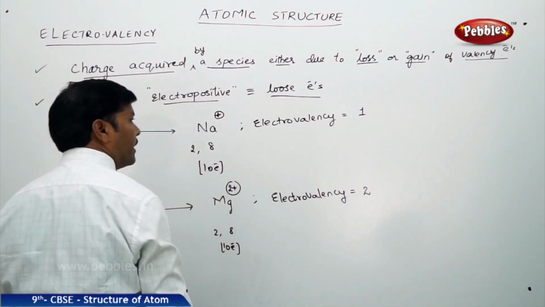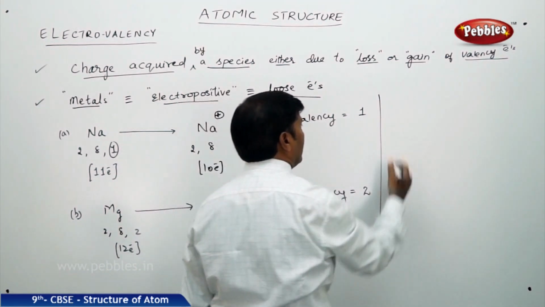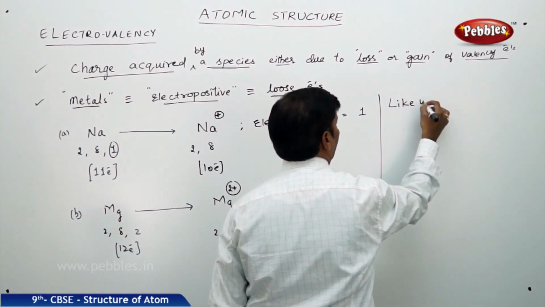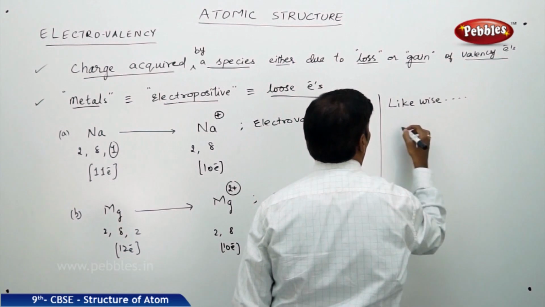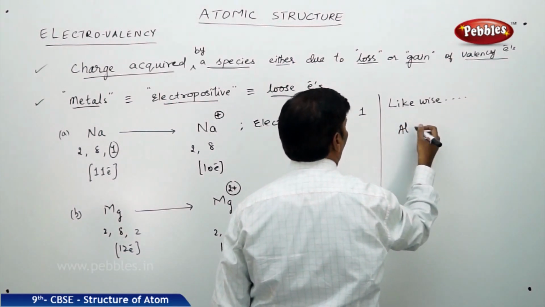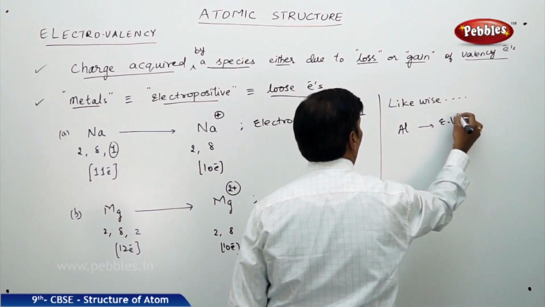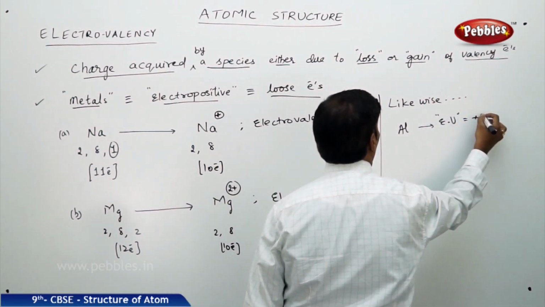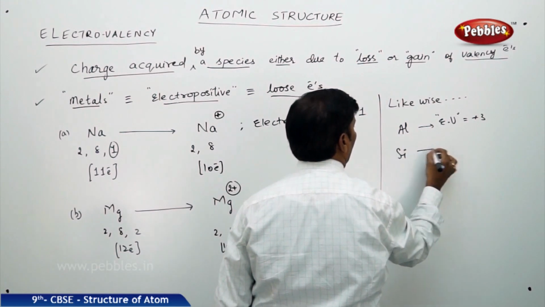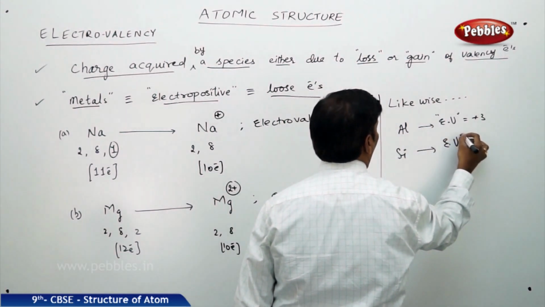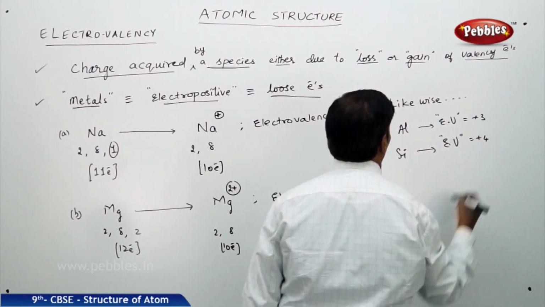Likewise, for aluminium the electrovalency, EV, is plus 3. For silicon, electrovalency is plus 4, and so on.